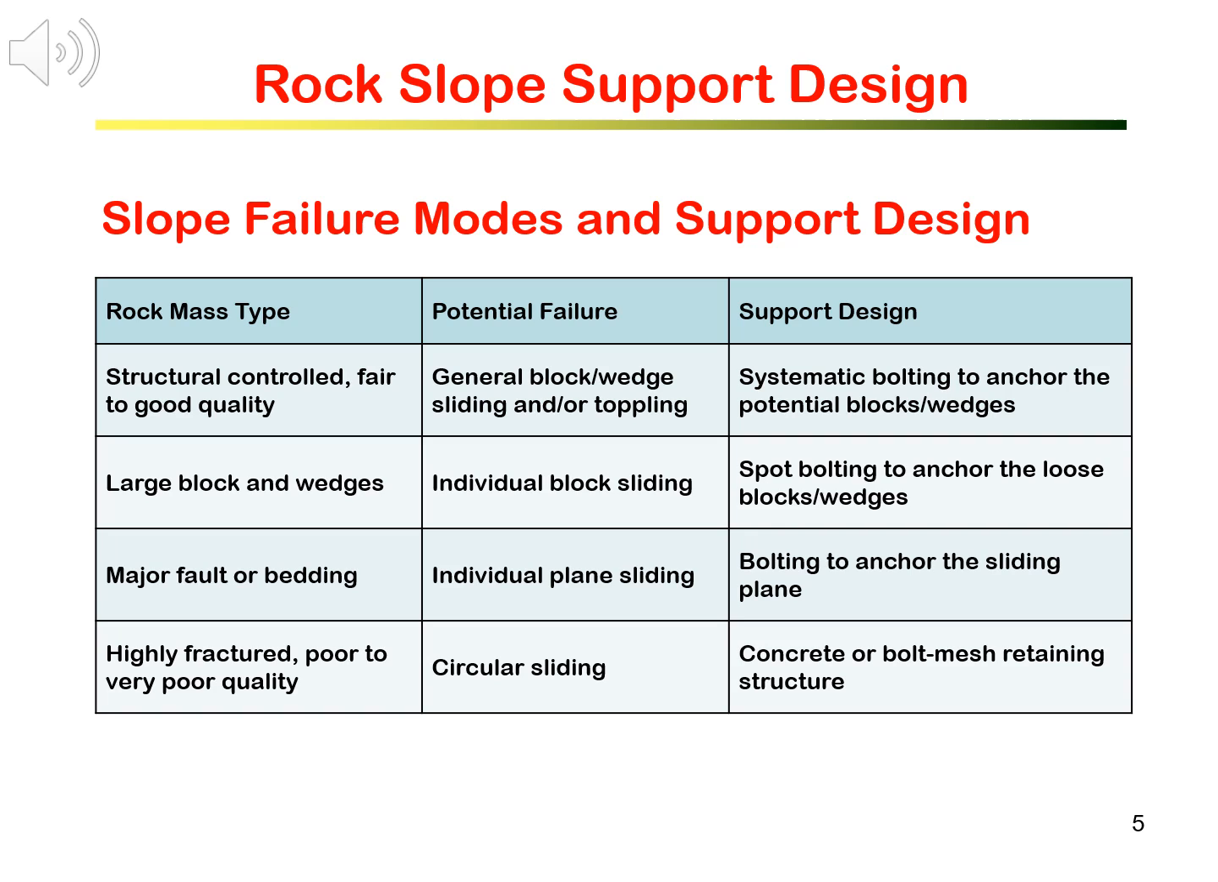For rock slope having large blocks and wedges and suffering from potential individual block or wedge sliding, then we can use spot bolting or anchors to anchor down the individual loose blocks and the wedges. If slope contains major faults or bedding planes, and they may have potential failure of plane sliding, again, rock bolts and anchors are the most effective way to anchor the sliding plane and to stop sliding. However, when slope rock masses are very highly fractured, poor to very poor quality, and the slope is likely to suffer from circular failure, similar to slopes in soils, then the slope will need to be supported by retaining structures of concrete or steel.